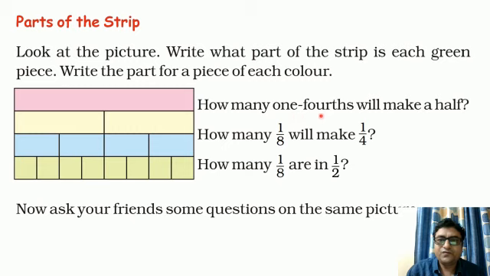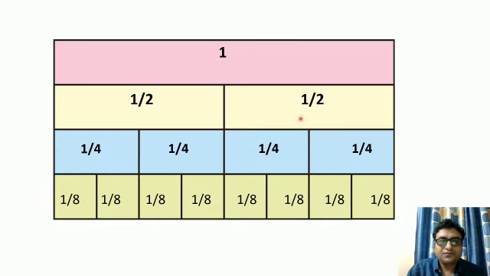The first question, how many 1/4 will make a half? This is very simple. Before that, we will see this table, see this rectangle, how we have divided this rectangle. So this is the complete strip. We refer to it as one full strip. Then we divided this strip into two parts. This is half and this is half. So this becomes 1/2, this becomes 1/2, means half.